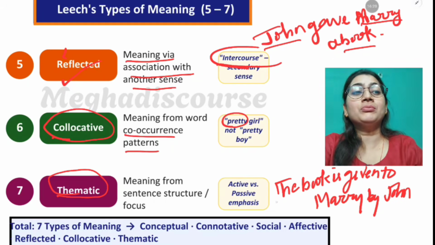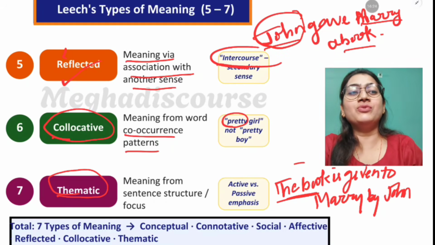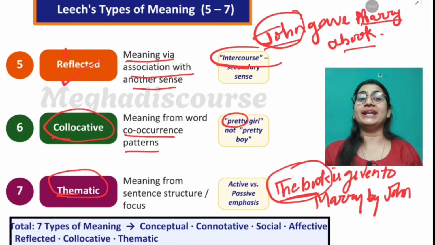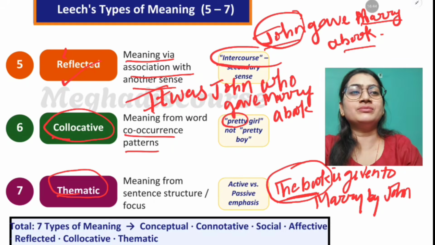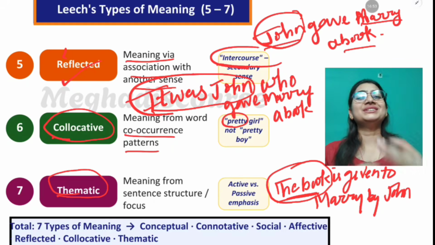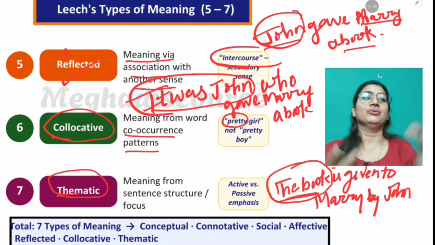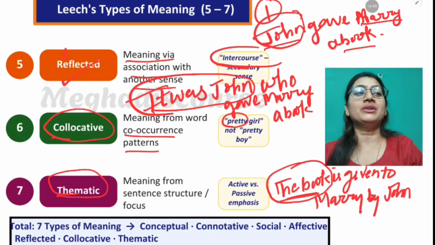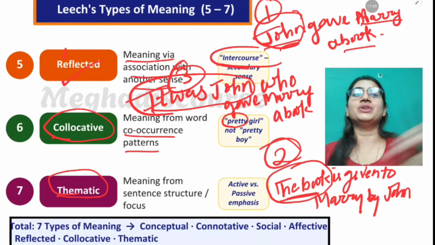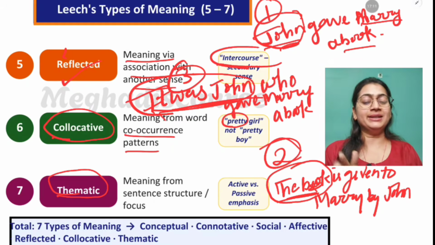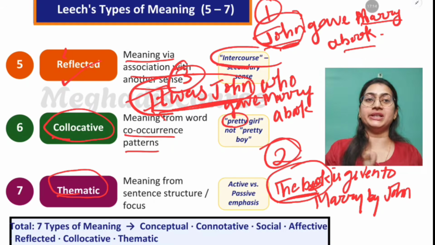Now my focus is on the book. Here my focus is on John. Here my focus is on the book. Now, I can change it like this: "It was John who gave Mary a book." Now my focus is again on John. So this is how thematic meaning works. First my focus is on John. Second, I am talking about the book, and then again I am talking about John. Here John is the giver, and here the book is the object. Again I am emphasizing John specifically, so it was only John who gave, not anyone else.